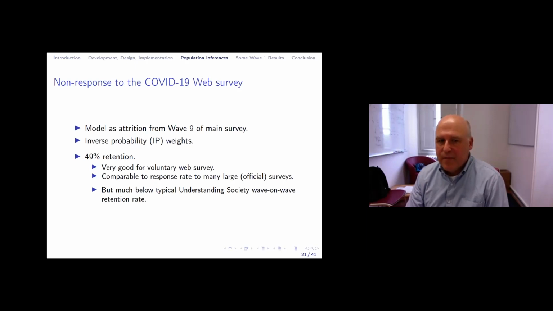So we had 49% retention, which is very good for a voluntary web survey. And it's comparable to the response rates of many large surveys, for example the initial response rate to the LFS or the FRS, the Family Resources Survey, or the Labor Force Survey. But it's much below the typical Understanding Society wave-on-wave retention rate. So the weighting here has more work to do than it does normally when we're correcting for attrition between waves of the main study.